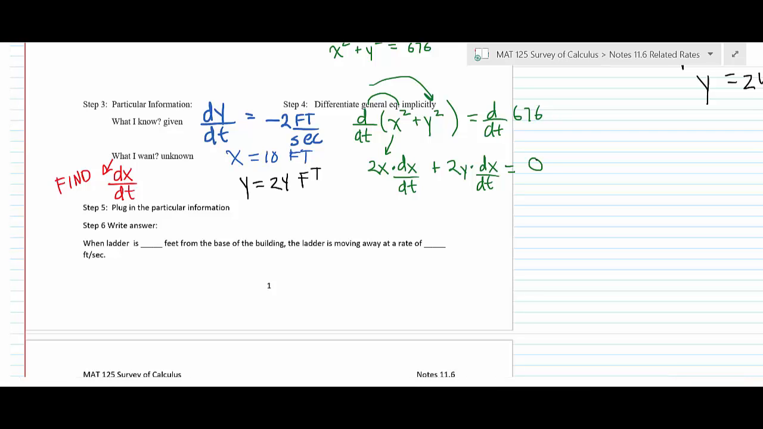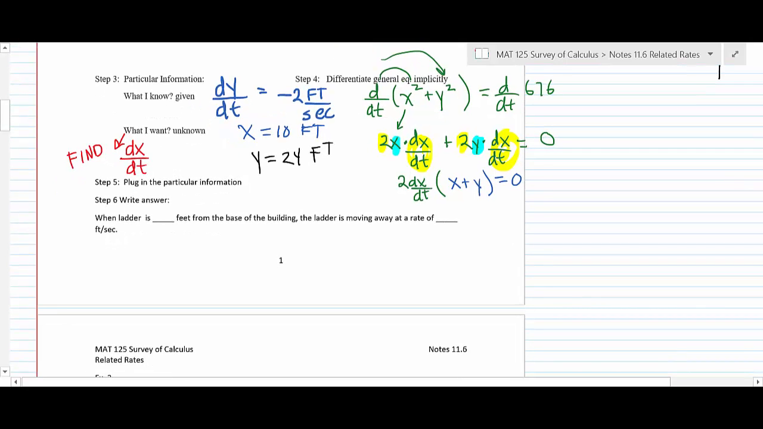Now one thing that you can do on this is you can factor that out. You could also factor a 2 out if you wanted to. You don't have to take the 2 out, but you can. You might as well. If you don't, it's still going to work out. So let's take a 2 out. Then you can just kind of block that off in your mind, and what's going to be left is x dx over dt plus y dy over dt equals 0. Now what do you need to do? You need to get dx over dt by itself.